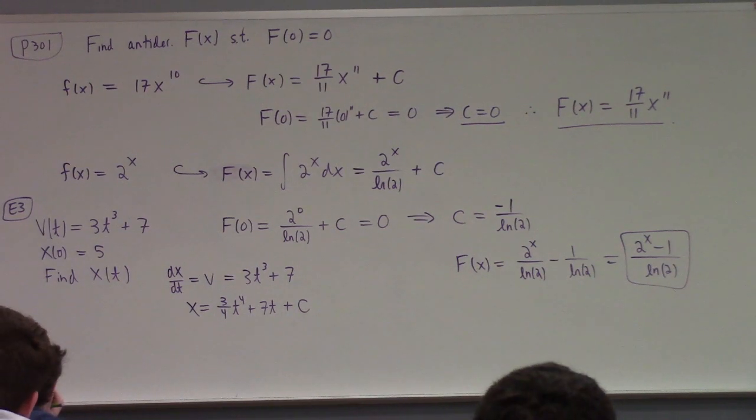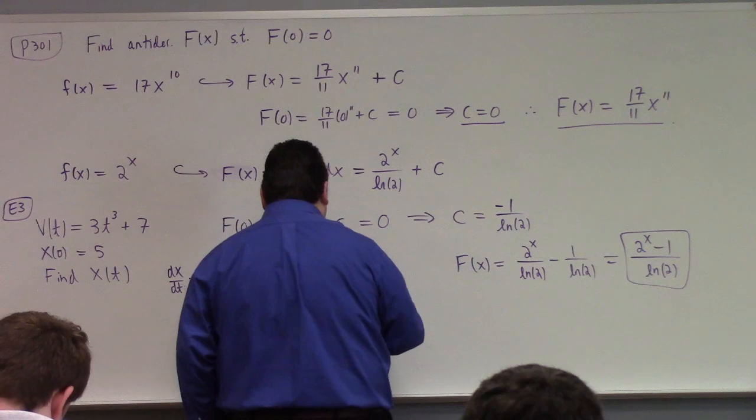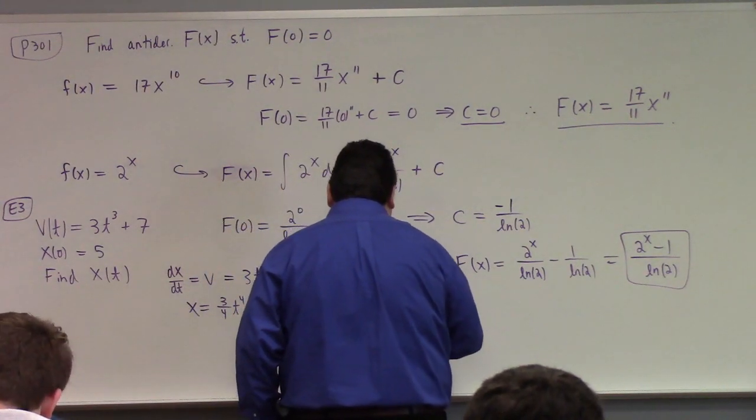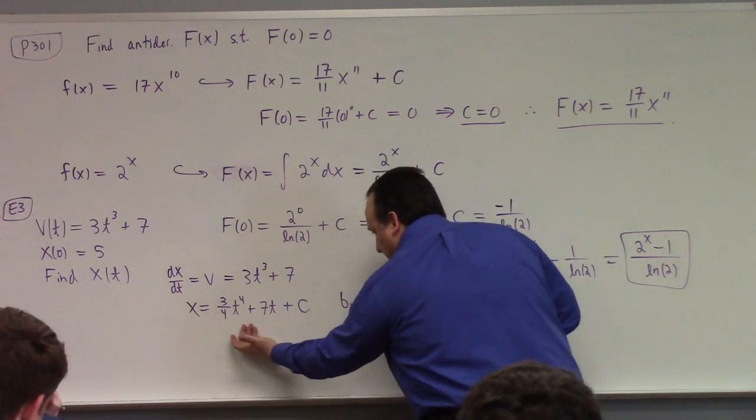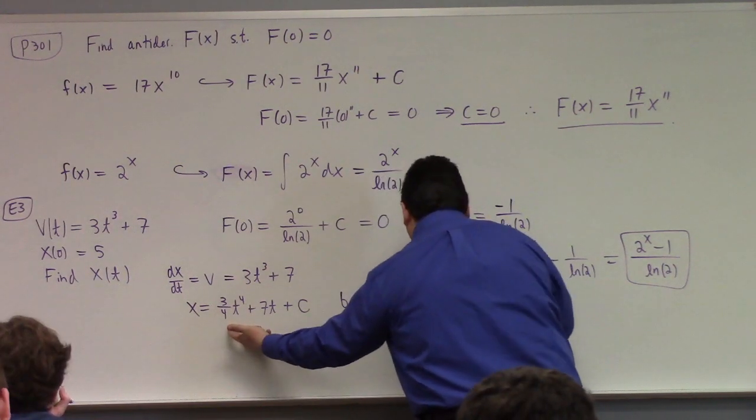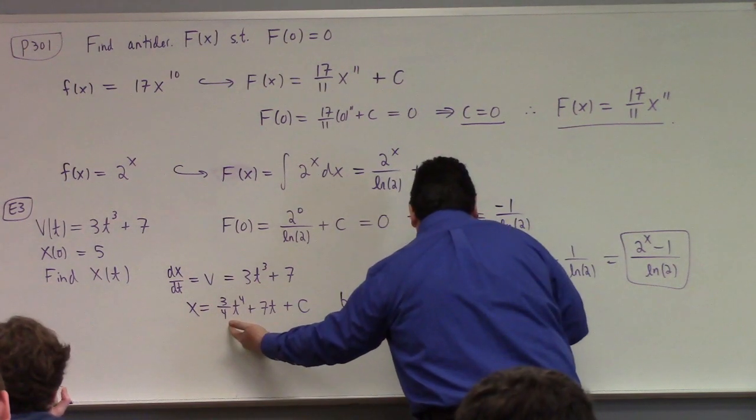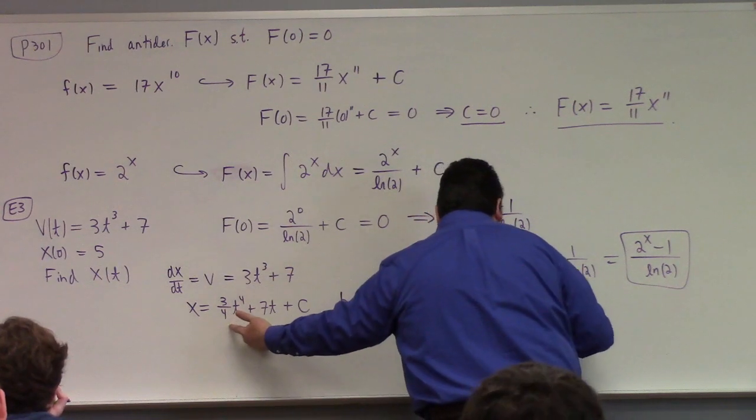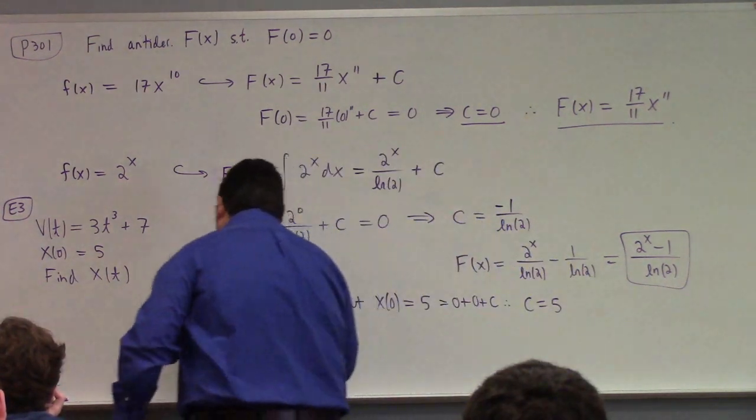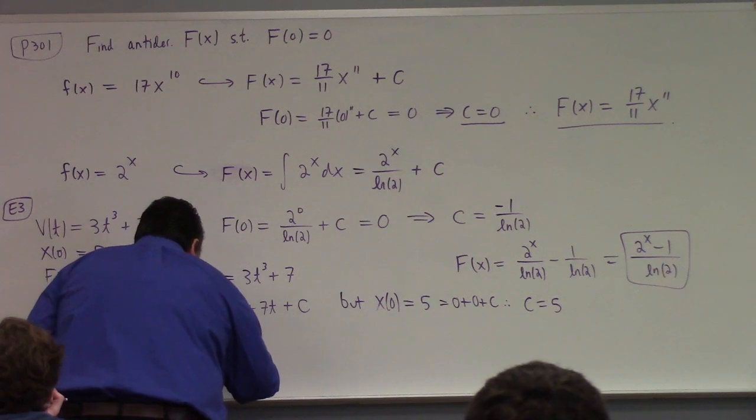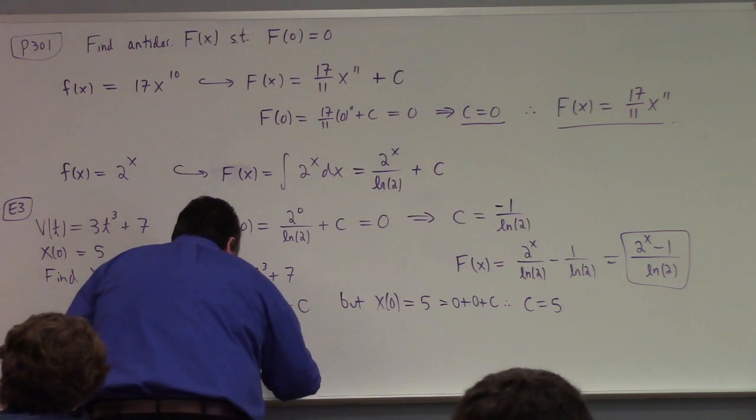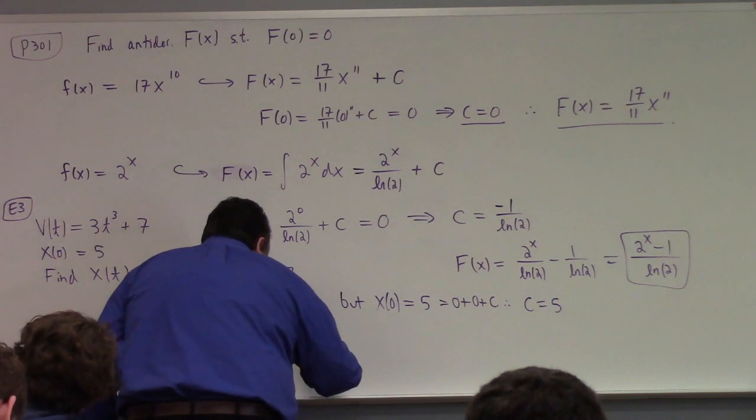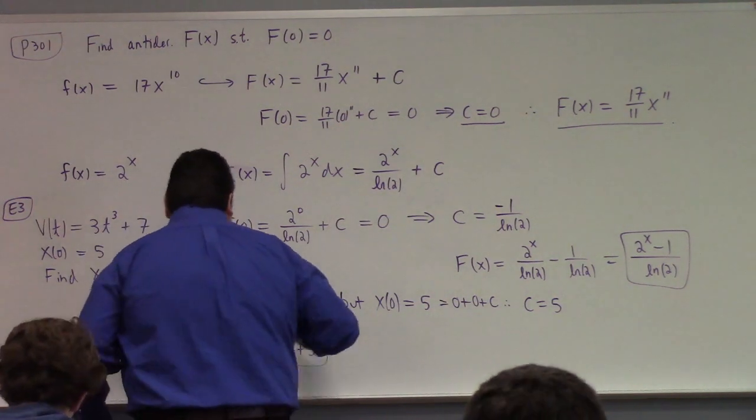But we know that x of 0 is 5, right? And if you plug in 0 into the formula, what do you get? 0 plus 0 plus c. So therefore, c is equal to 5. And the answer here is x is equal to 3/4 t to the 4th plus 7t plus 5. And there you go. That's the position as a function of time.